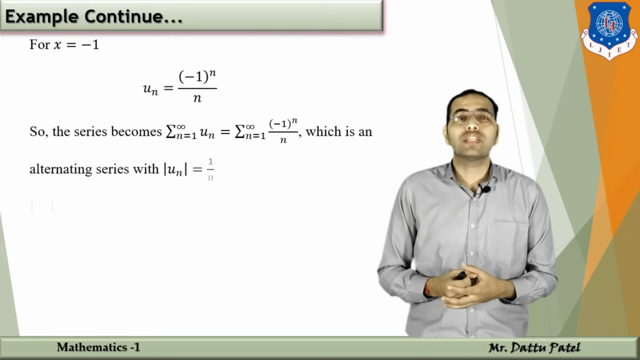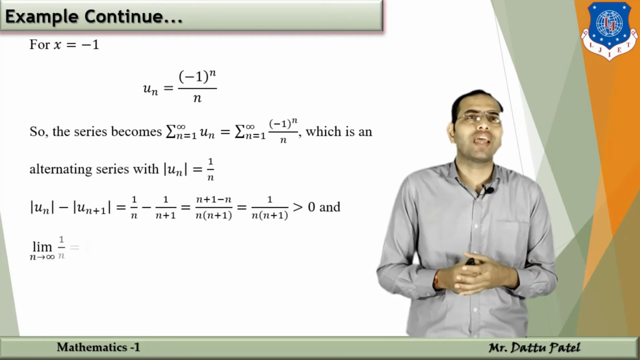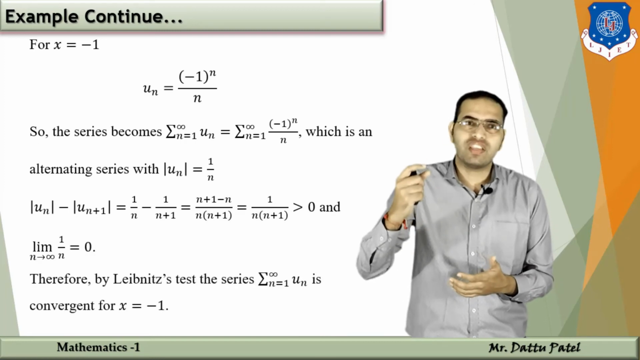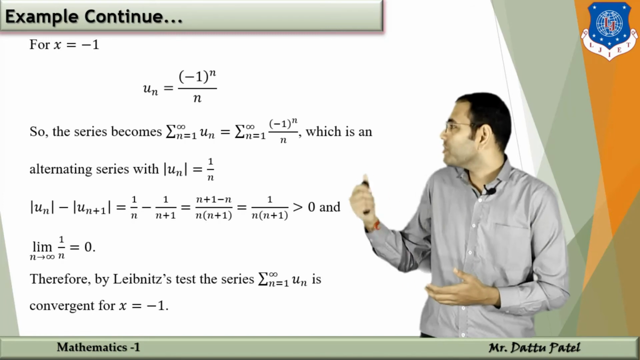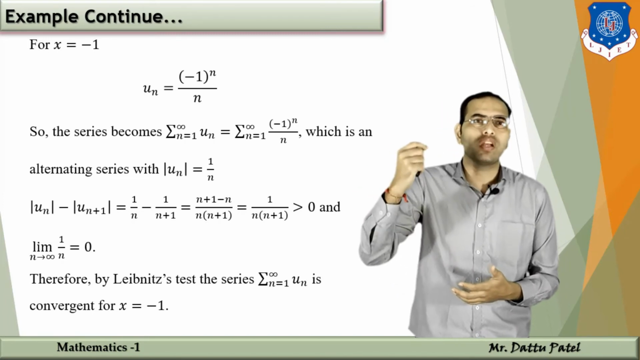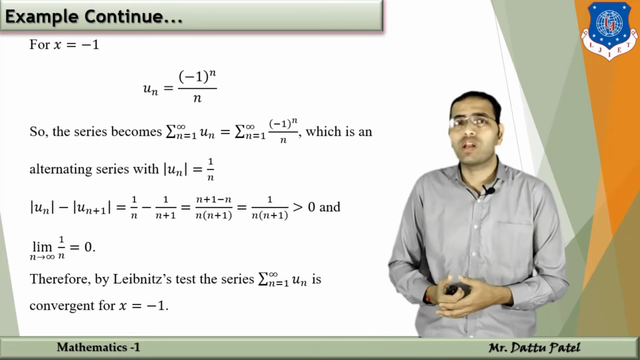Now our series is in the form of an alternating series. If it is an alternating series, then obviously only the Leibniz test is applicable. Here, summation n equal to 1 to infinity of u_n equals summation n equal to 1 to infinity of (-1)^n upon n, which is an alternating series. Then mod of u_n equals 1 upon n.